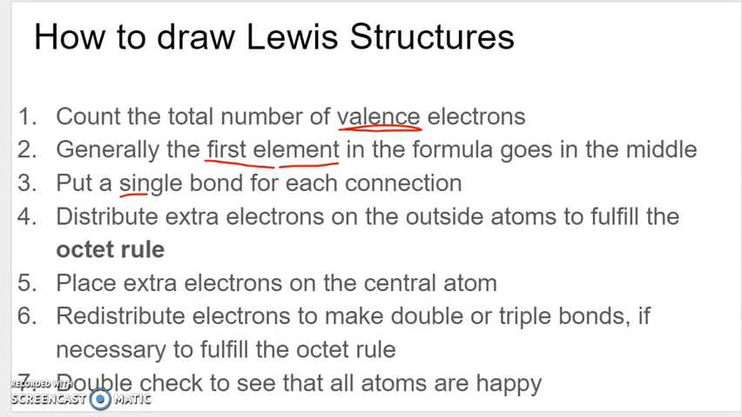You're going to put a single bond, first of all, for each connection, to connect the atoms together. Distribute the extra electrons that are left over outside so that they fulfill the octet rule. If you still have extra electrons, put them on the central atom. And then, if necessary, you might need to go back and redistribute electrons and make a double or triple bond. And again, when you're all done, you always want to double check that everyone is following the octet rule and that everyone is happy.